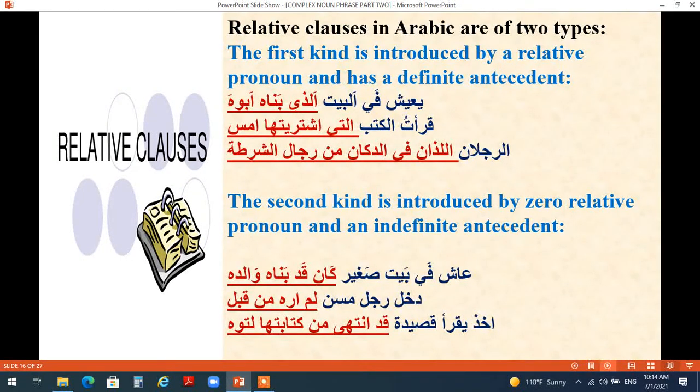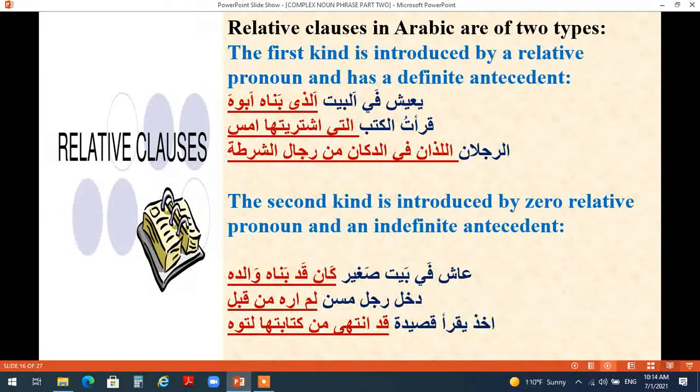لكن يبقى الكلوز اللي هو كان قد بناه والده, this is a relative clause but there is no relative pronoun, or I can say it has a zero relative pronoun, لكن يبقى هو it is used as a post modifier لأنه أيضا هذا يعطينا وصف لكلمة بيت.